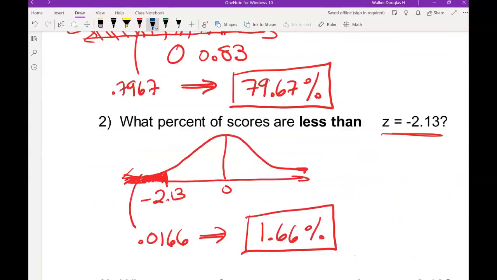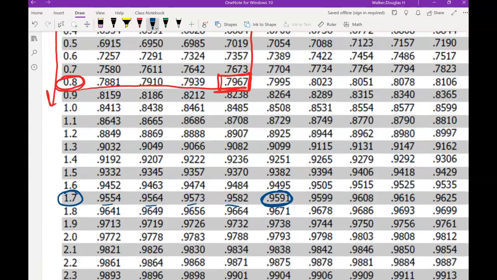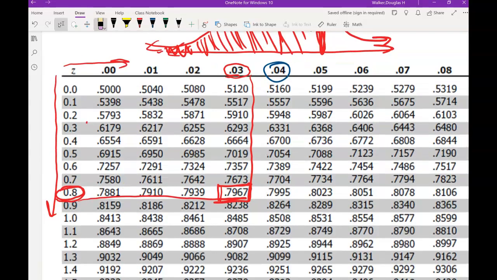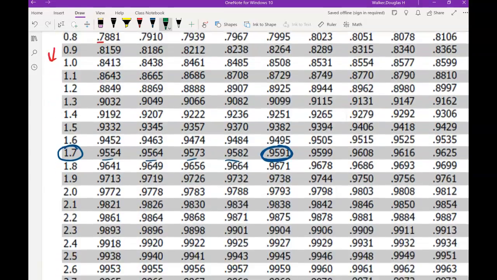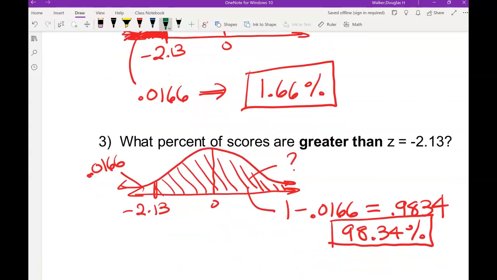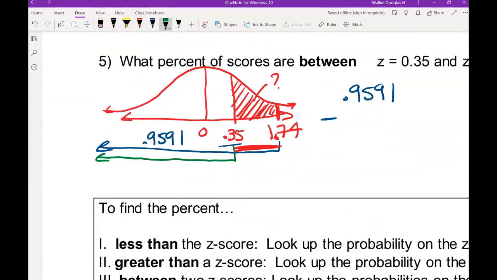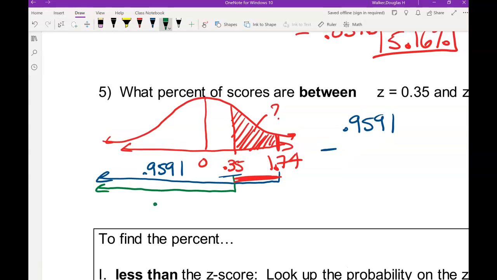So let's go back to our table. 0.35. All right. Again, let me just get rid of some of this we had before. I'll do this in green. So 0.3 and then 5 in the hundredths is going to be 0.6368. And scroll that down. 0.6368. So if I subtract those two, I'm going to get what's in between, which is what we want.